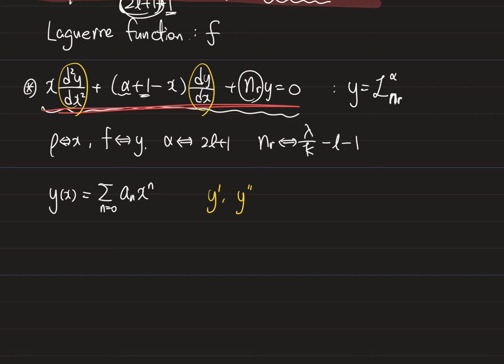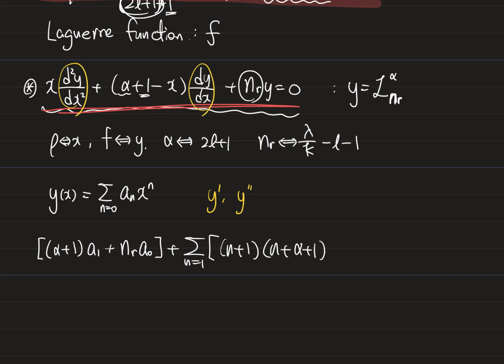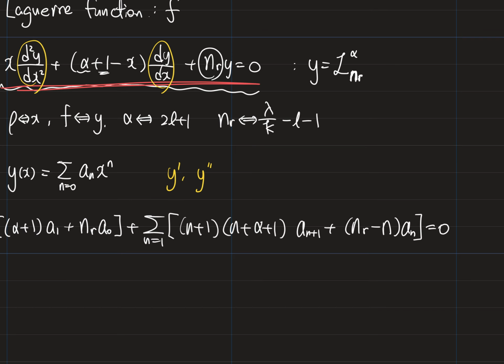And you might have some equations like (alpha plus 1) a_1 plus n_r a_0, and from n equal 1, (n plus 1)(n plus alpha plus 1) a_(n plus 1) plus (n_r minus n) a_n should be 0.